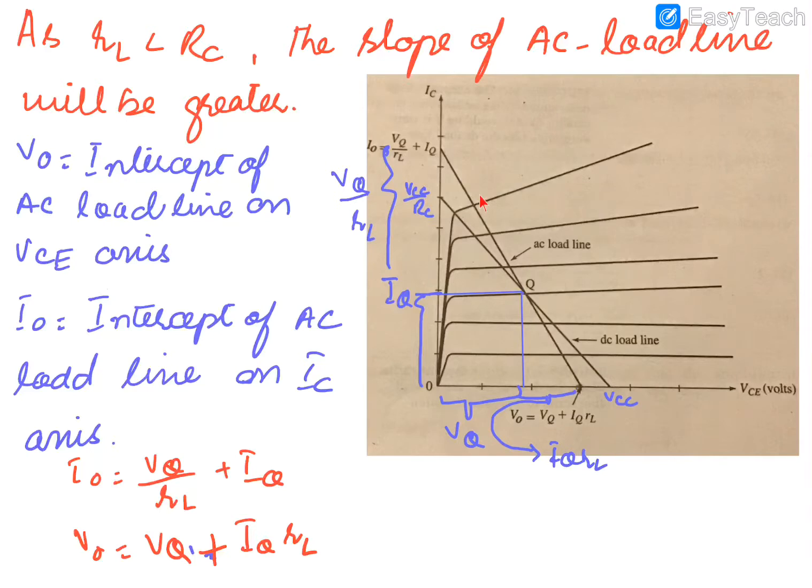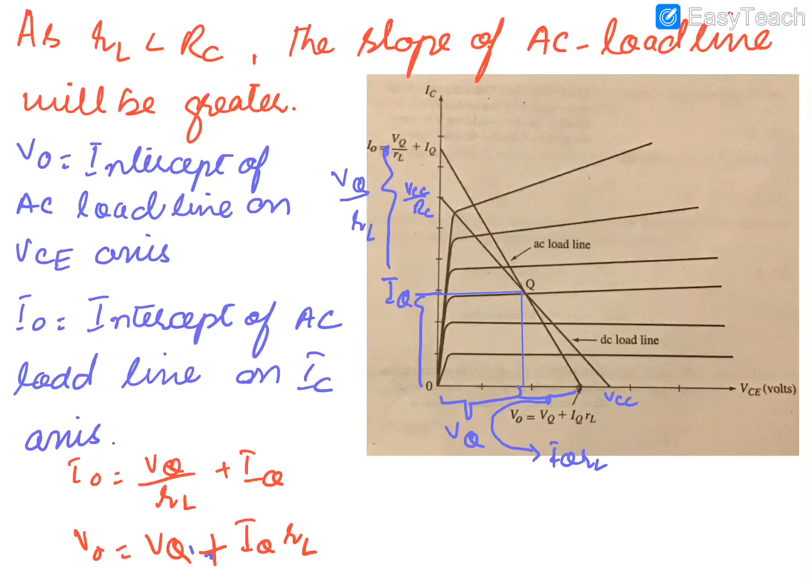The slope of the AC load line is -1 over RL, and the slope of the DC load line is -1 over RC. Now check their intercepts. As you know, the DC load line has a current intercept of VCC over RC and a voltage intercept of VCC. But for the AC load line, the intercept is VQ over RL plus IQ. VQ is the Q point value of voltage, and IQ is the Q point level of current. So this portion is equal to IQ, the Q point value of current, and the rest of this portion is equal to VQ over RL, small RL.